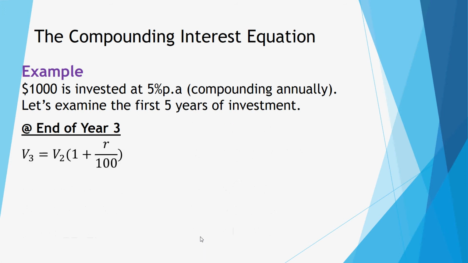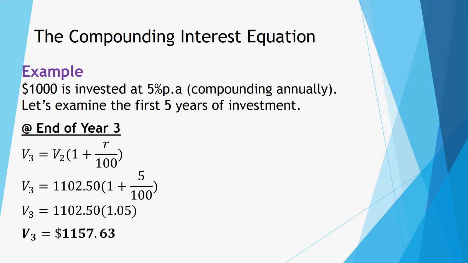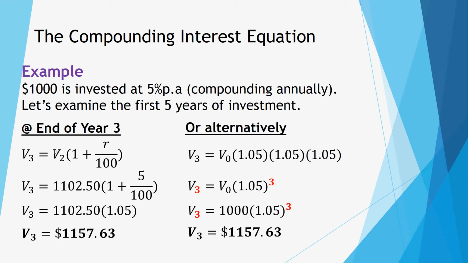End of our third year, we take our investment after 2 years and we multiply it by our growth rate of 1.05, and that gives us the value at the end of the third year of $1,157.63. Again, we could have alternatively taken our initial value of 1,000 and multiplied it by the growth rate of 1.05 3 times, and that will also give us the same return at the end of 3 years.